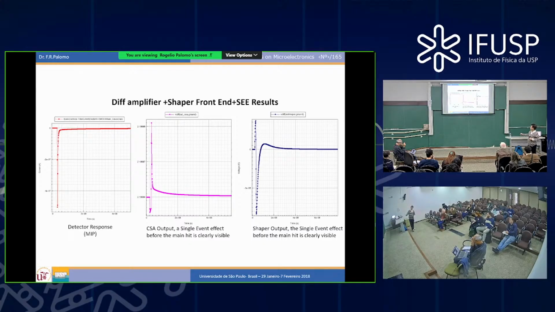Same results, but now considering the implications of a single event effect in the electronics at the same time as the detector. Just to know how to discriminate in the comparator threshold which is the correct signal coming from the detector and which is the parasitic signal coming from the single event effect, because they will appear at exactly the same time, a different femtosecond.